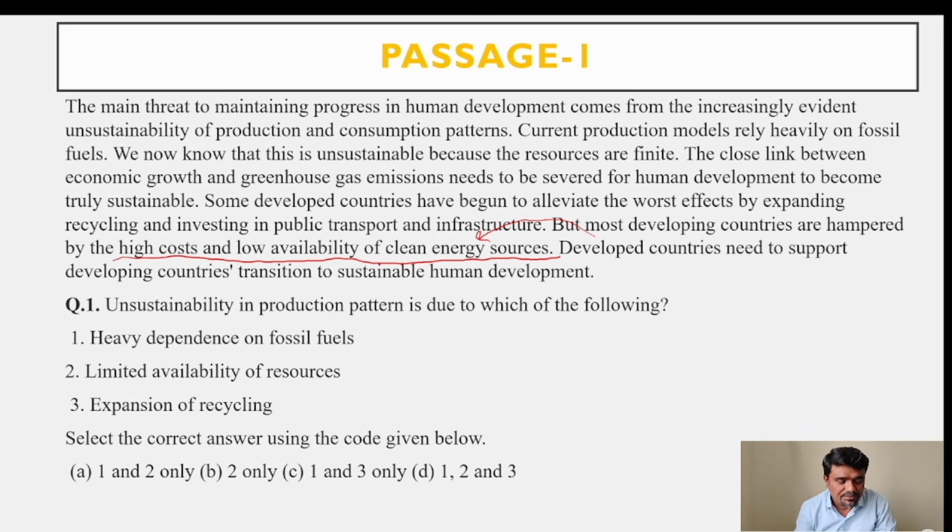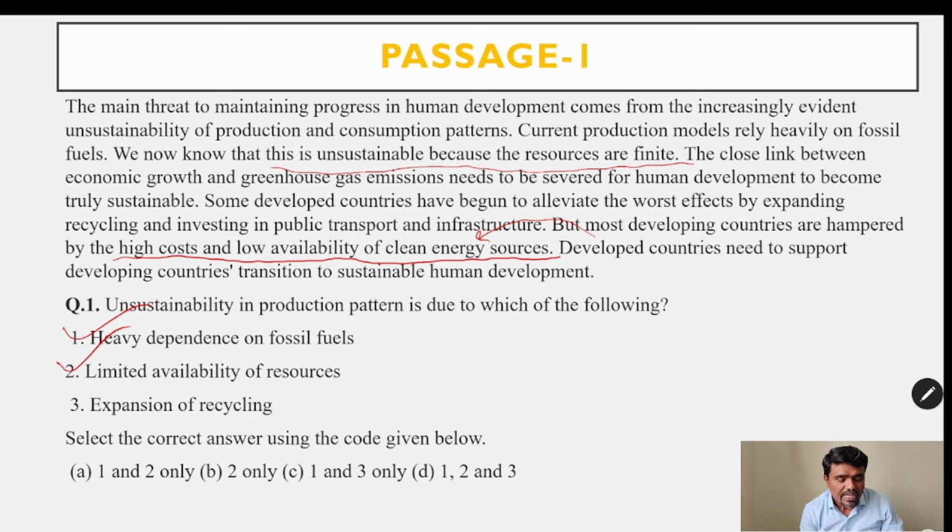So let us do the question. First question, unsustainability in production pattern is due to which of the following? As per the passage, it is clearly mentioned why it is unsustainable: heavily rely on the fossil fuels. So heavy dependence on the fossil fuels, correct. Limited availability of resources. It is also clearly mentioned: this is unsustainable because the resources are finite. So this is also correct.